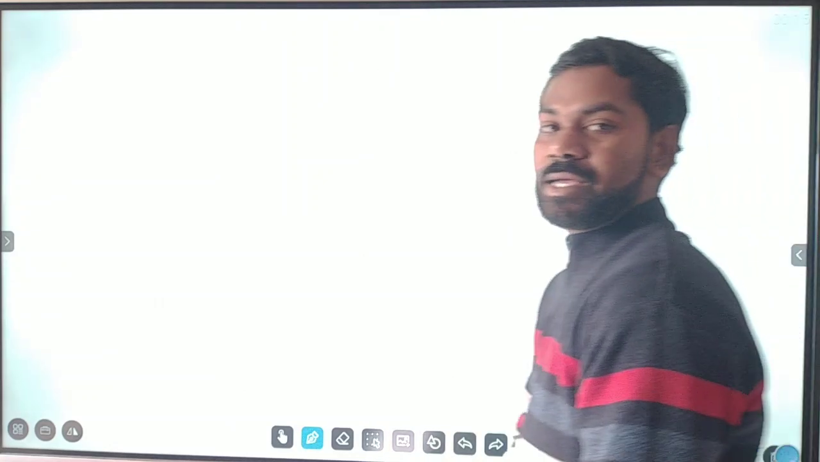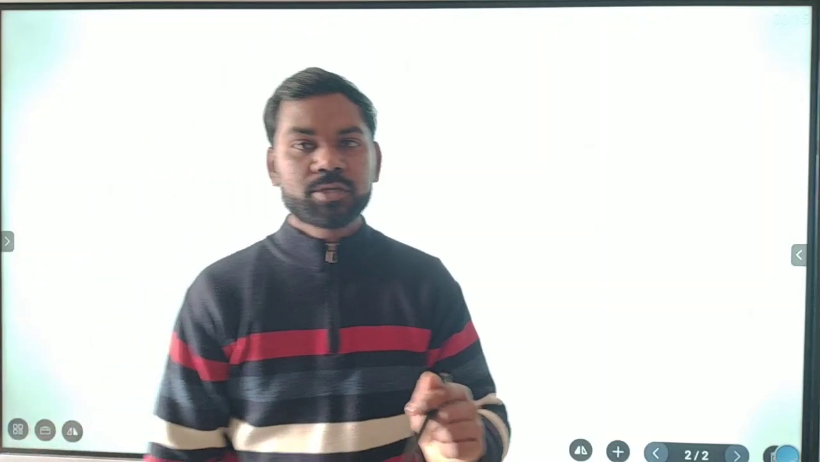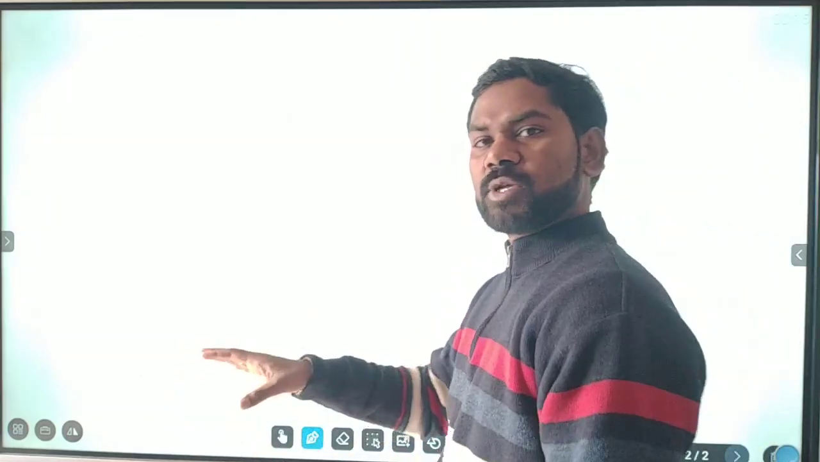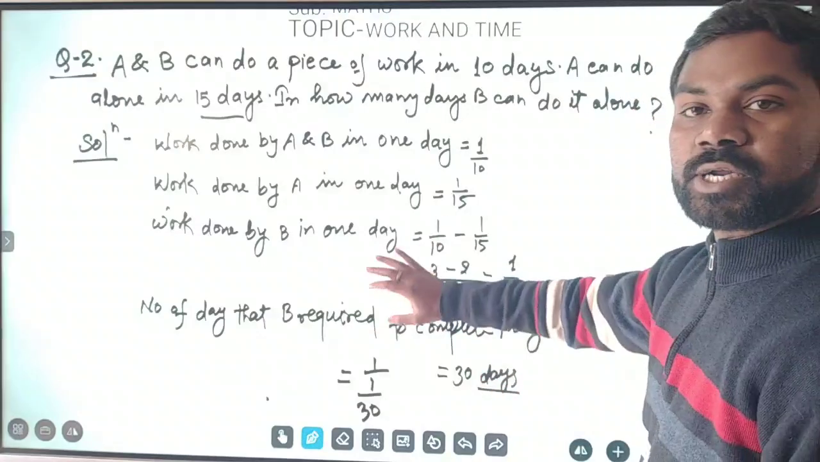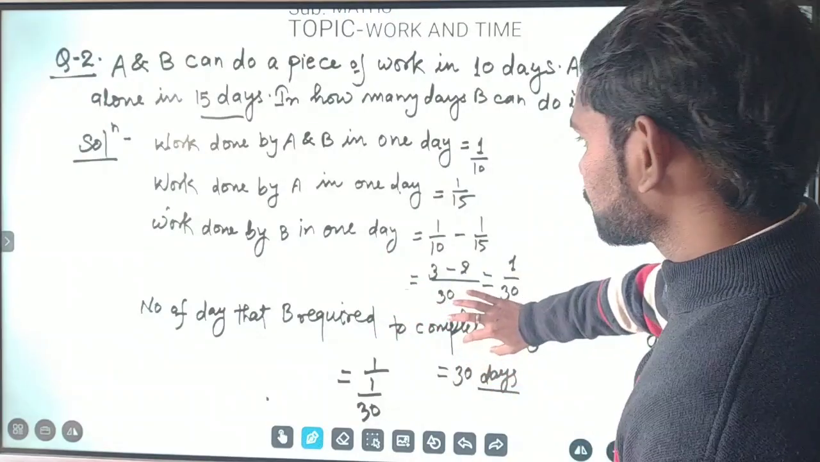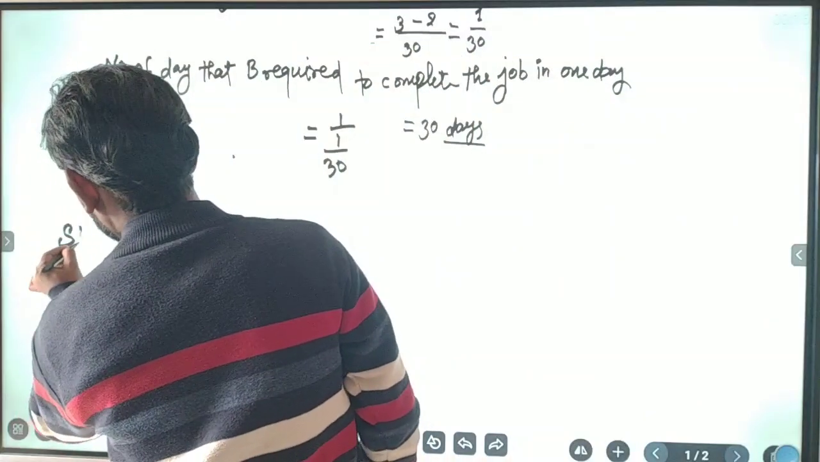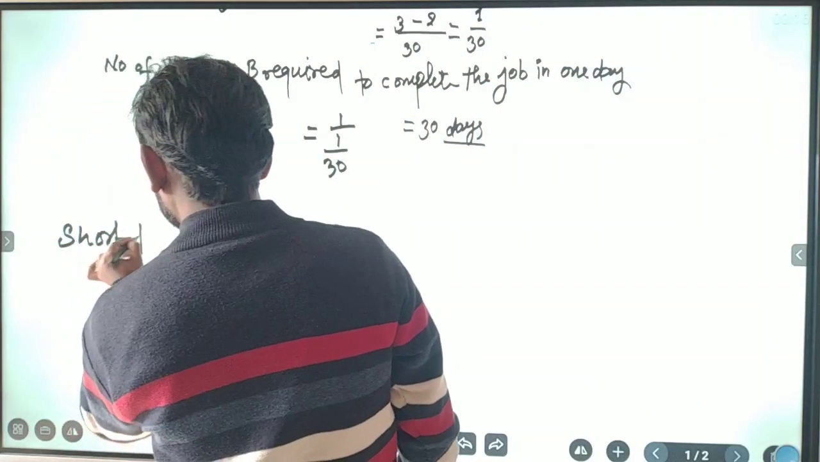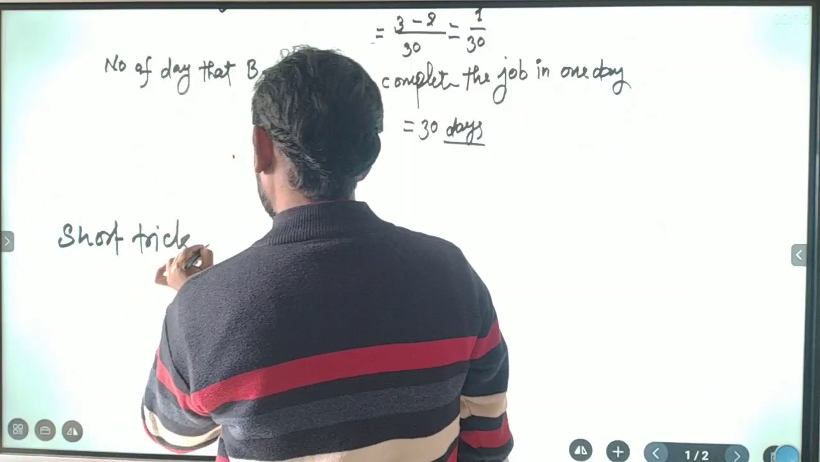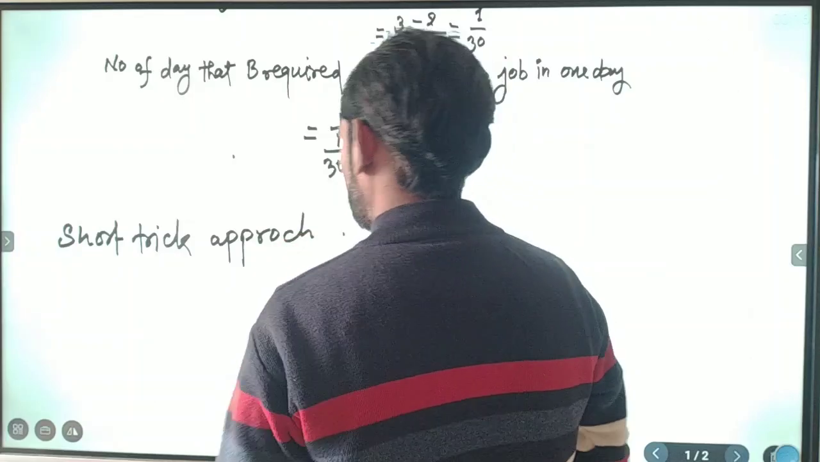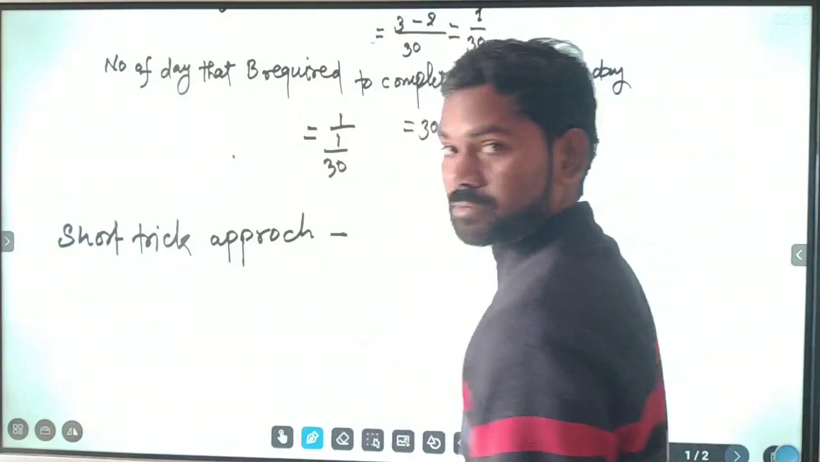I think I have to give you the shortcut approach of this question. How will you solve this type of question whenever you solve an MCQ type question? So now let's see the short trick approach of this question. Here I will write short trick approach. So let's see what is the solution.